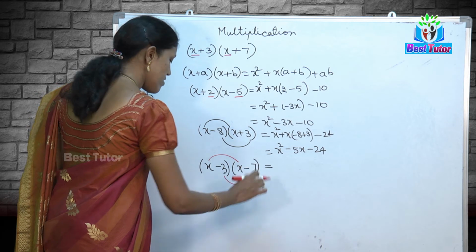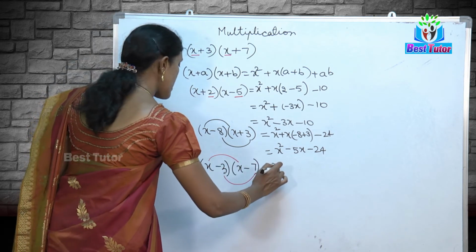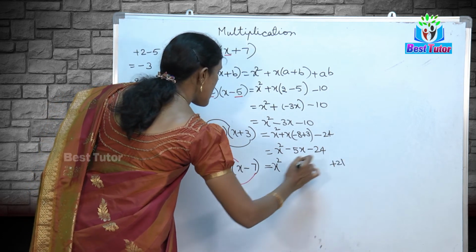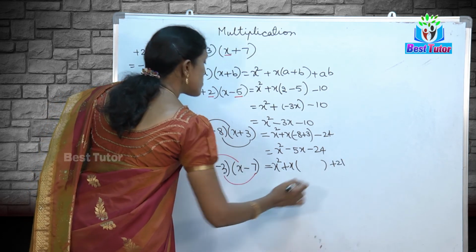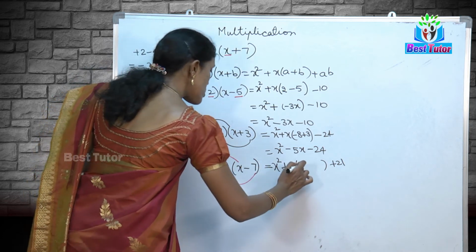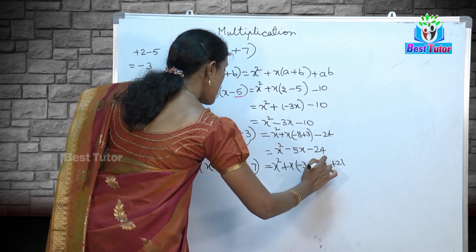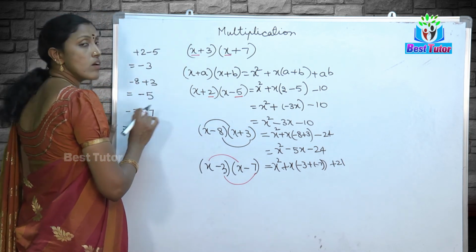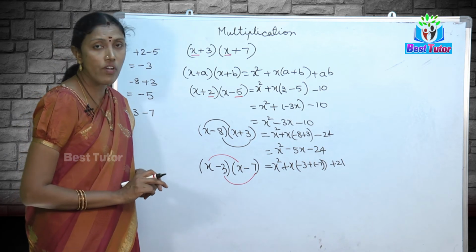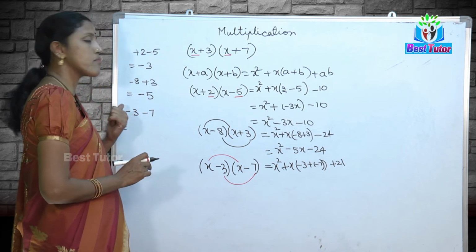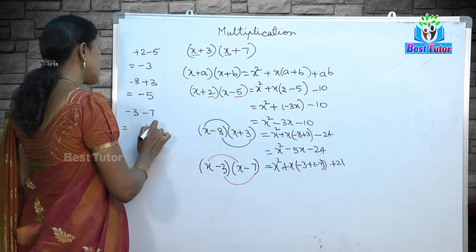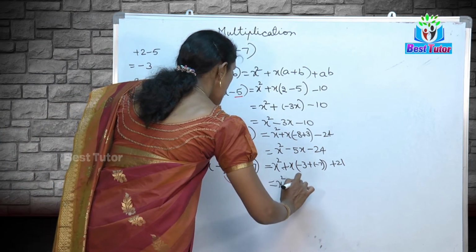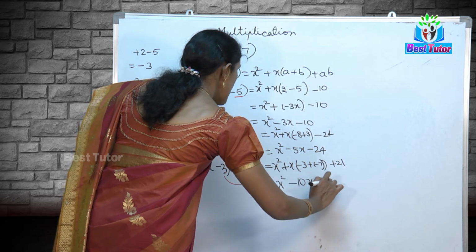First, last. This remains common. X into x is x square. Minus 3 into minus 7 is plus 21, plus x into the sum of the numbers along with the symbol. So it's going to be minus 3 plus minus 7. What is minus 3 minus 7? Both the integers carry the same symbol. So we have to add their values and put the same symbol to the answer. 7 plus 3 is 10 and minus. So it's going to be x square minus 10x plus 21.